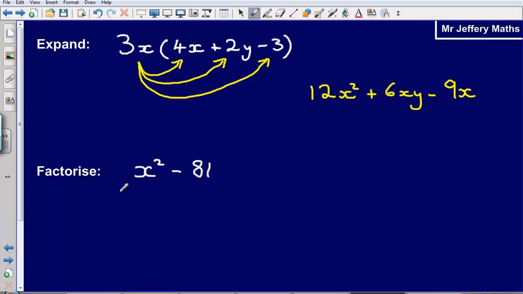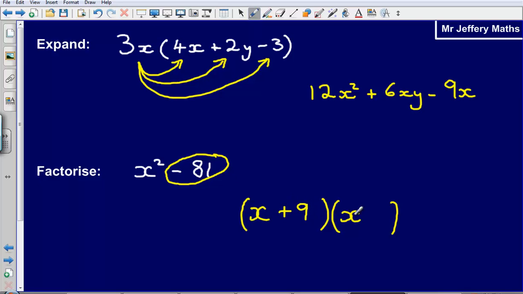Second one, we've been asked to factorise. Again, this is another difference of two squares question. We can spot that because we've got this negative square number followed by x squared. So this has come from double brackets. So x multiplied by x, that's given us the x squared. And what is the square? What number squared will give us 81? We can say that that is plus 9 and negative 9. So that gives us our final answer.